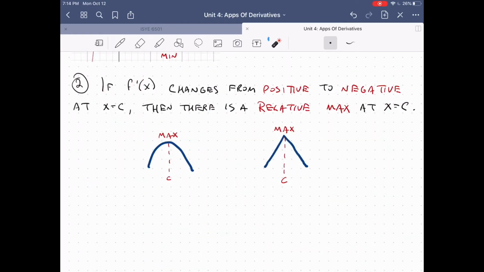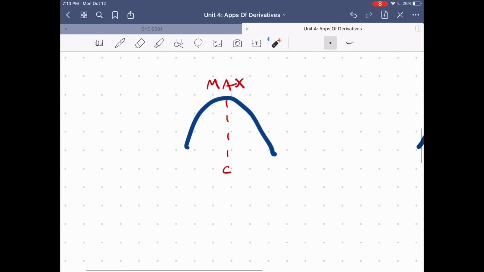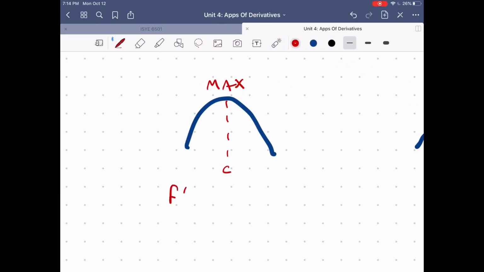If f prime of x changes from positive to negative at some point x equals c, so remember c is going to be a critical point here, then that means that there is a relative maximum at your critical point x equals c. So in the example above, we had a maximum where f prime of c was equal to 0. So there was a horizontal tangent just at the top of that hill.